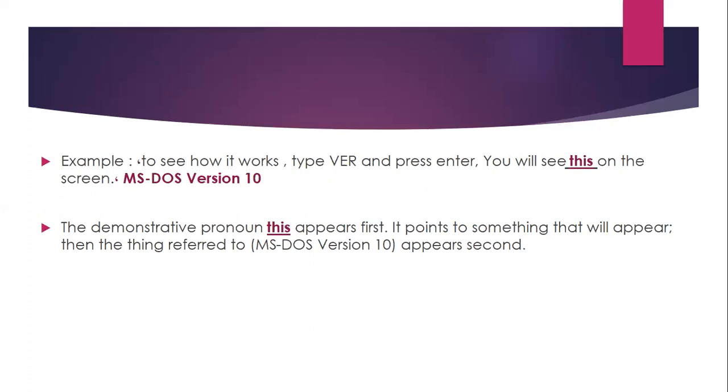Here is the example of cataphoric reference. To see how it works, type VER and press enter. You will see this on the screen: version 10. The demonstrative pronoun this appears first, as we see. It points to something that will appear then. The thing referred to, version 10, appears second. So basically, we cannot understand the meaning of the demonstrative this until we find the second thing referred to.